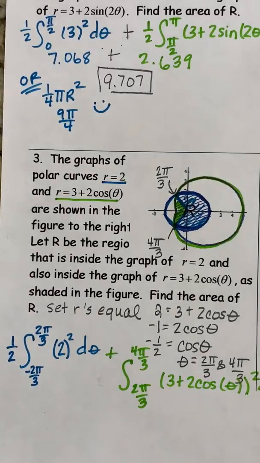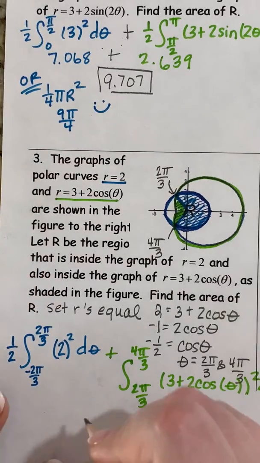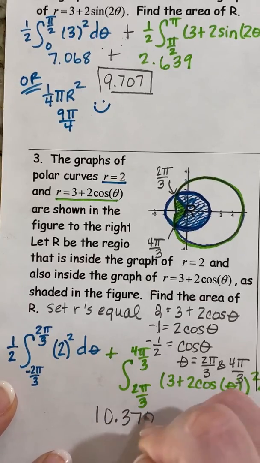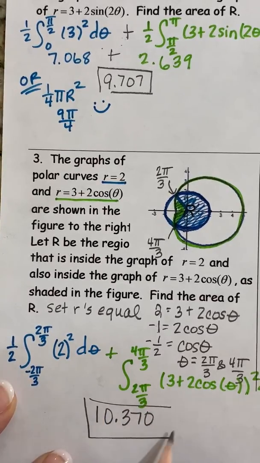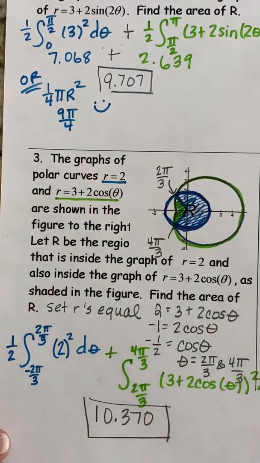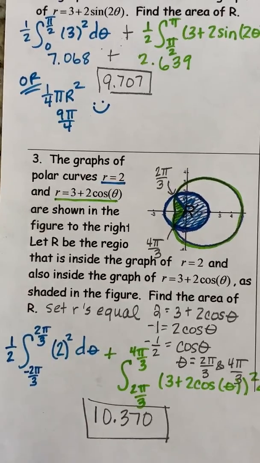Now, when I add these two together, I am going to get 10.370. Please, again, plug it in your calculator, make sure you can do it. Lots of people think they can, and then they can't. Now, how would I do this if I didn't want to integrate the circle? So remember the previous problem where we had 1/4 of a circle? I just have to figure out how much of a circle I have here.